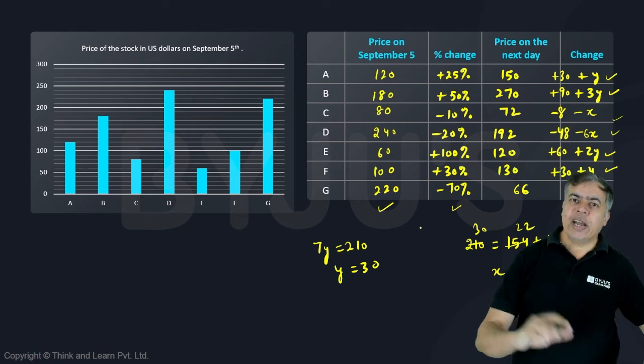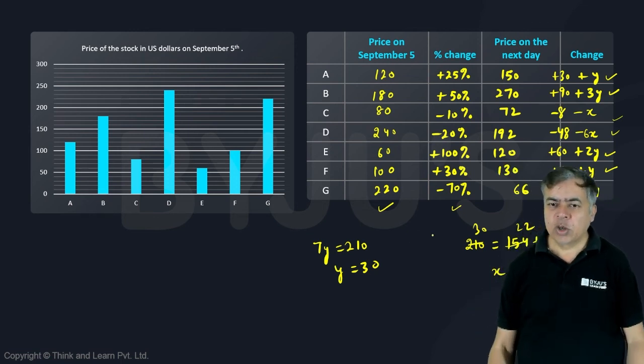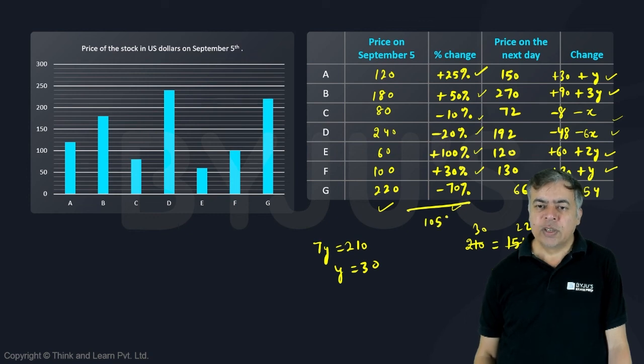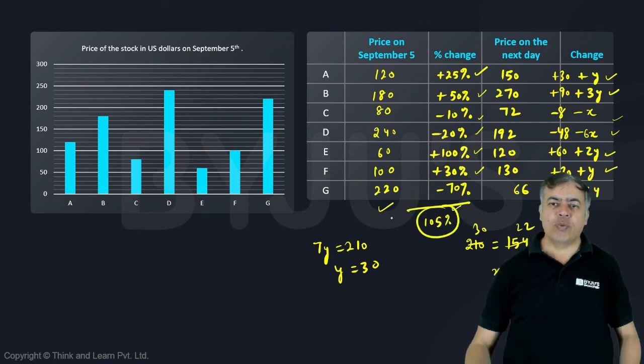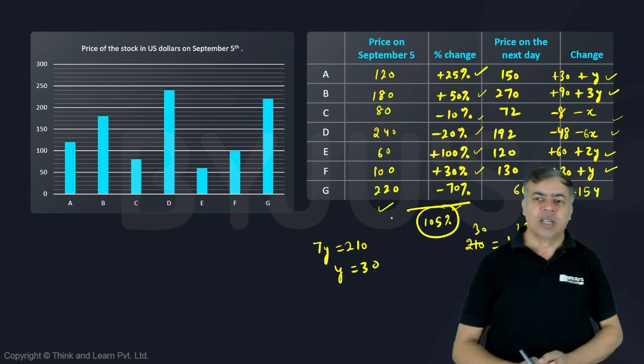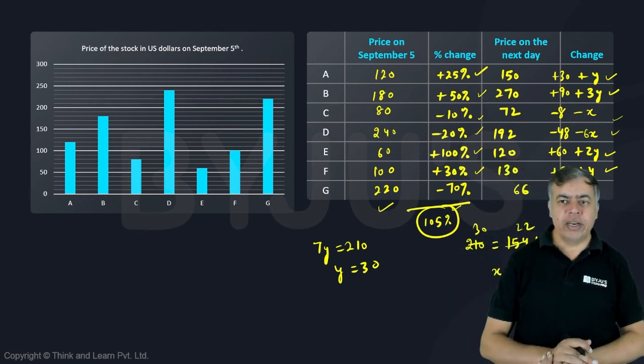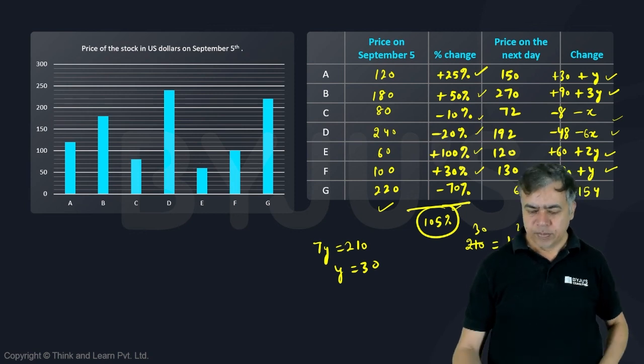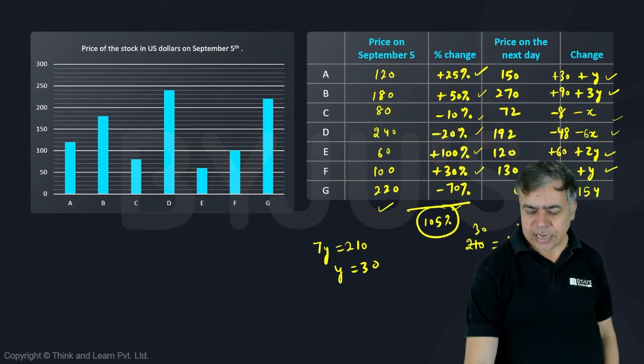So we got the entire table, and you can see the total of the percentage changes. Just add it. 25, 50, 75, 75 minus 30, 45, 145, 145 and 30, 175 minus 70 is 105, which was given. The total of all the percentage changes was 105. So we got the entire data right in place. We have solved this. Now we can answer the questions. And there are four questions attached to this.